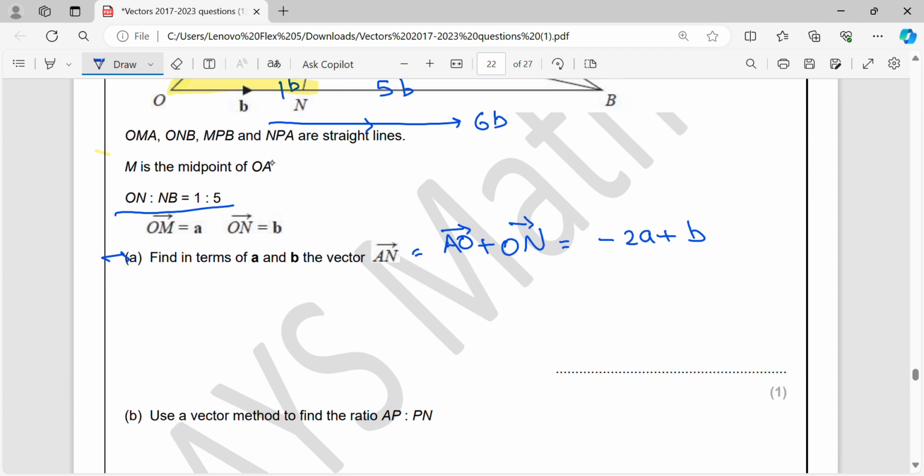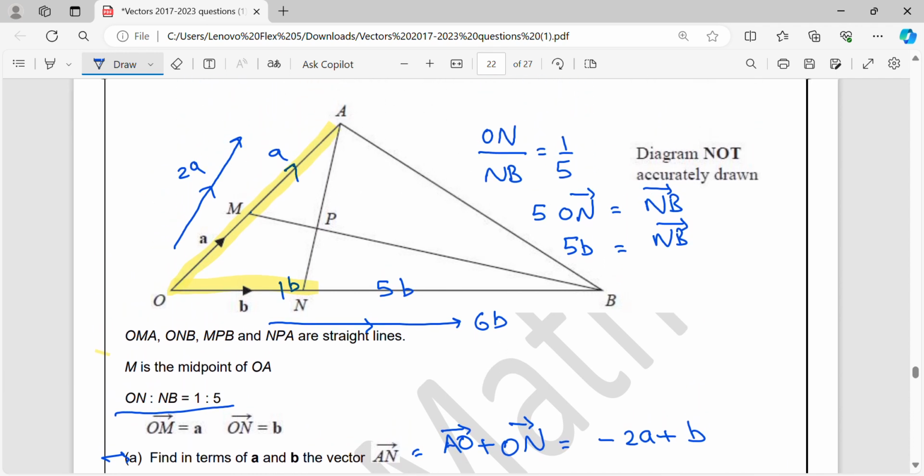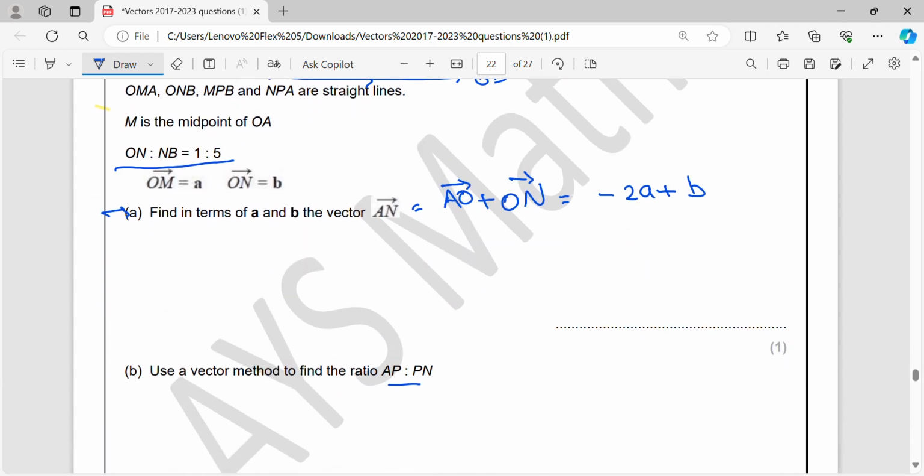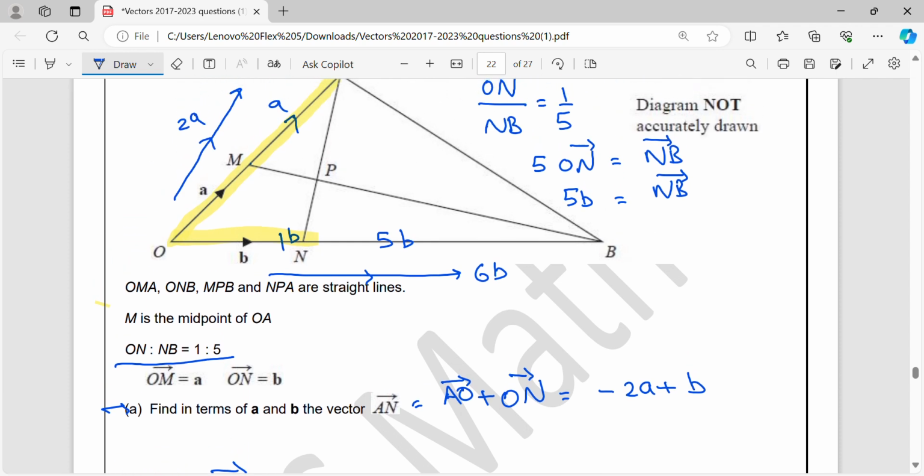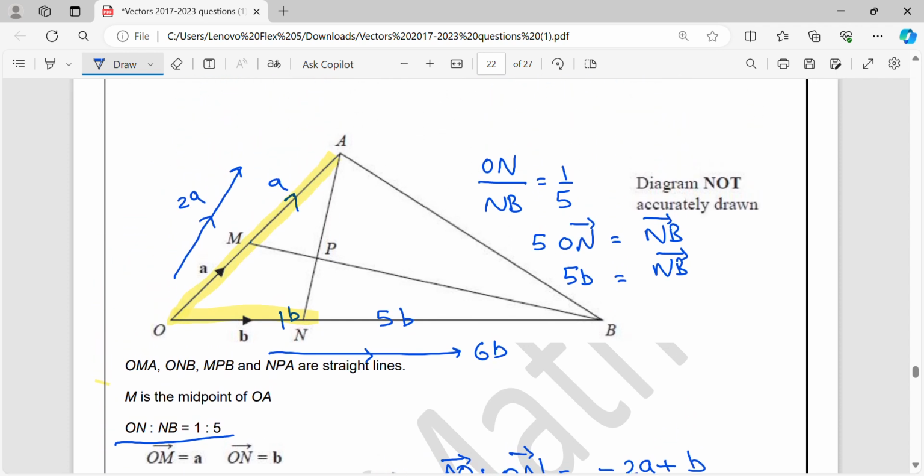Now, use a vector method to find the ratio AP to PN. I have to show the ratio, so I have to use vectors to find the ratio of AP. Whenever the ratio is missing, we always take two routes for AP. Let me write down route 1 of AP. The reason we write two routes is that both routes are the same, so once we get two routes, we can equate them and get the missing ratio of AP.